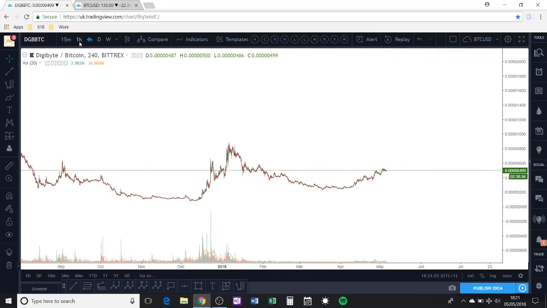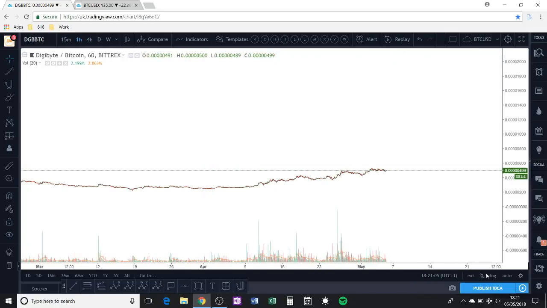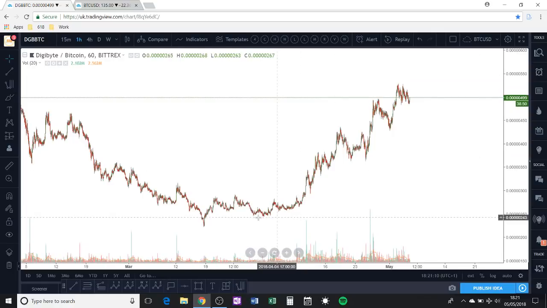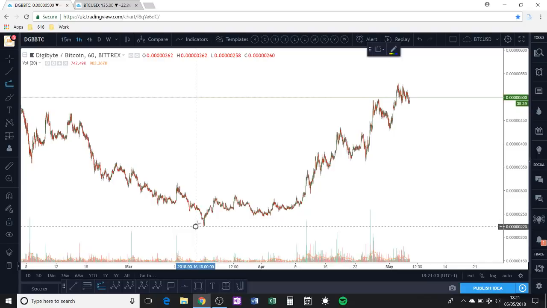So let's just zoom in. I think the hourly chart might show it a lot better. So I'm looking at it like this. It looks like this is our wave 1 finishing here, then a wave 2. And if we use our Fibonacci extension tool, that's our wave 1.